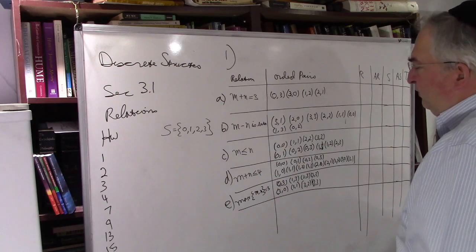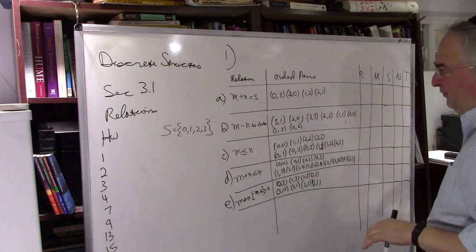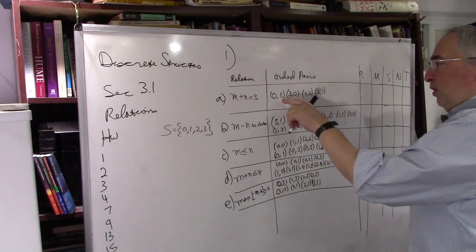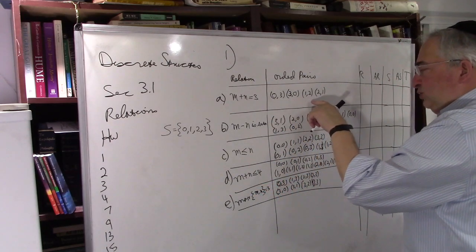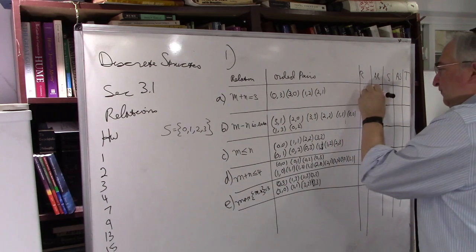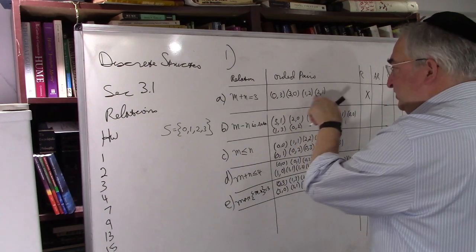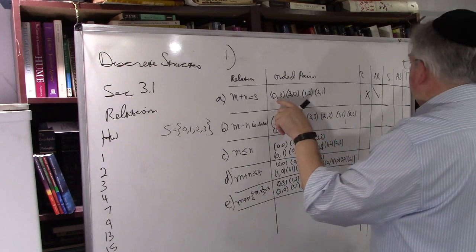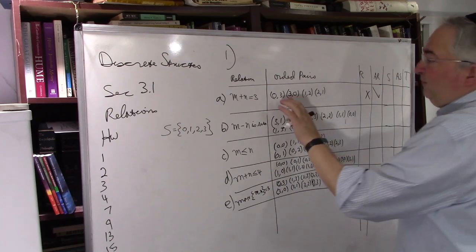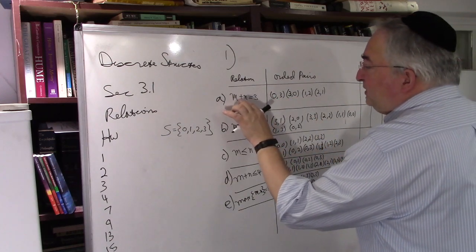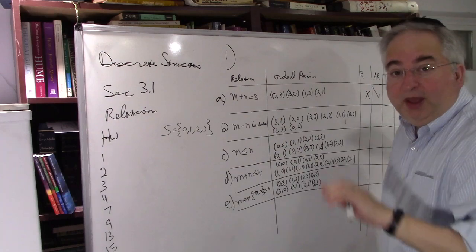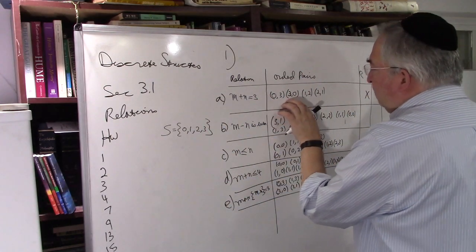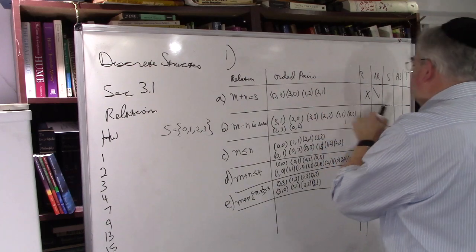First of all, are they reflexive? The answer is no. There's no (0,0), (1,1), (2,2), (3,3). So it's not reflexive. Is it anti-reflexive? Yes, there are no such pairs, so it's anti-reflexive. Is it symmetric? Yes, because the main idea is that plus is symmetric: a plus b is equal to b plus a. So if (0,3) is in there, then so is (3,0). If (1,2) is in there, then so is (2,1).